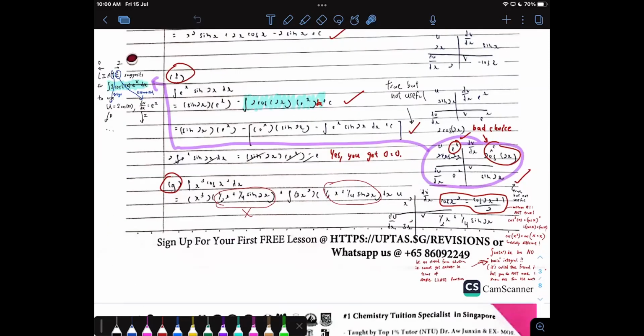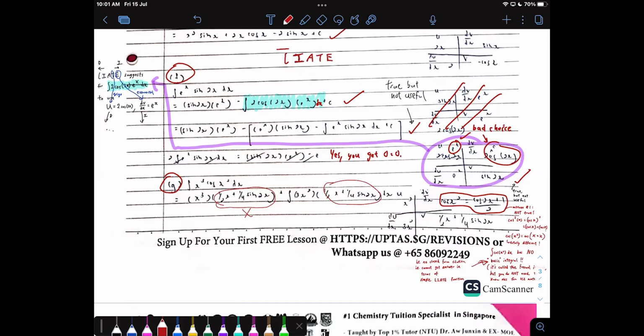You used integration by parts. This part I assume it's irrelevant. You should scratch it off if it's not relevant. Just focusing on this one. What you have done is you chose u to be e power x and dv by dx to be 2 cos 2x. Bad choice. Remember LIATE?